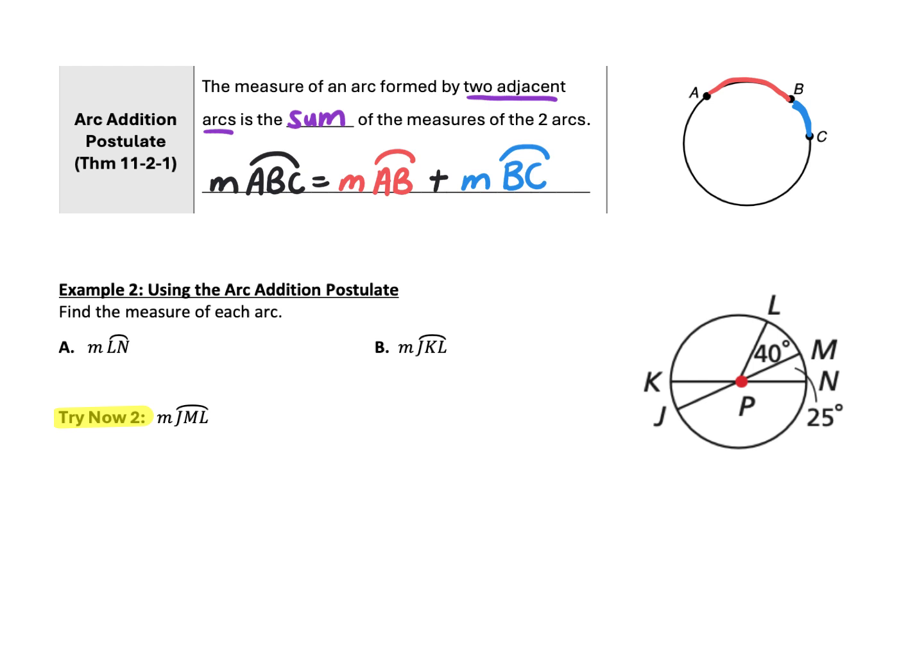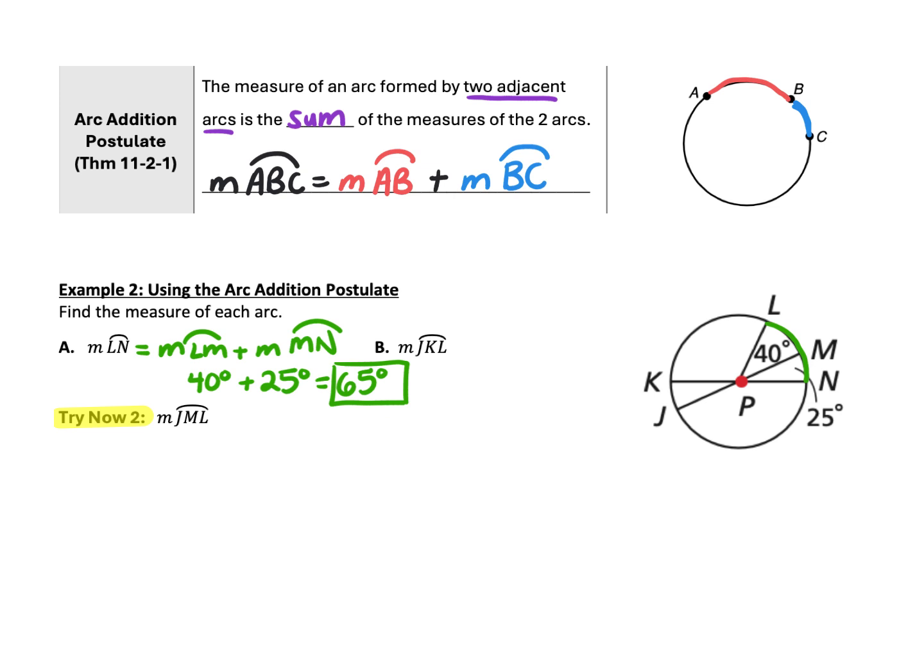The measure of arc LN, you can see that LN covers two arcs. It's the measure of LM plus the measure of MN. Together, LM plus MN makes up arc LN. Well, you can see that LM is 40 degrees and arc MN is 25 degrees. Using the arc addition postulate, we add those together and get 65 degrees.